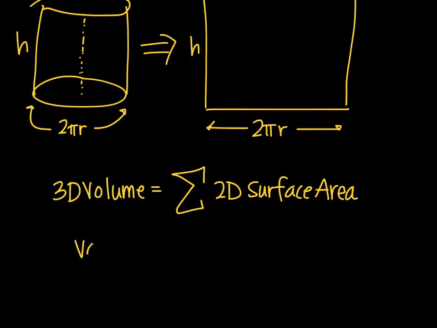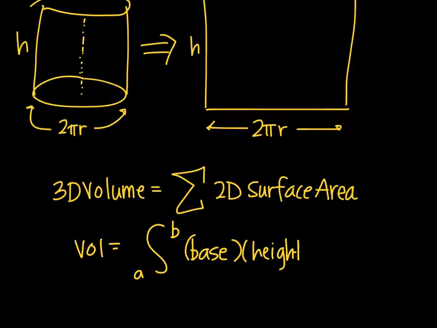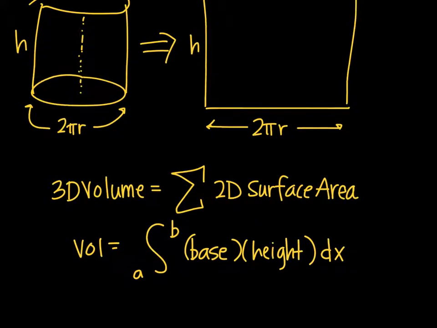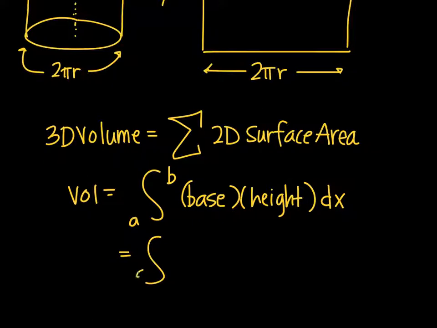Okay, so our volume is going to be the integral from a to b of the surface area. And we decided that the surface area of a rectangle is base times height with respect to the x-axis. So we're really looking at, altogether from a to b, the base, which is 2 pi r, times the height, dx. And so you're, again, setting it up into a formula. Once you have that, then it's just the plug and chug of doing the antiderivative.